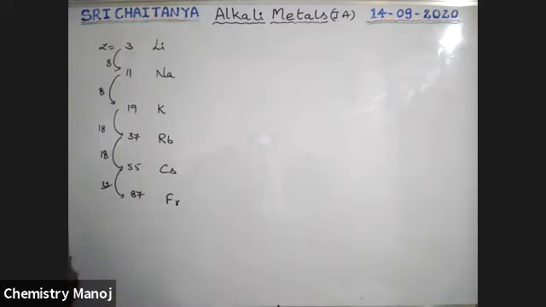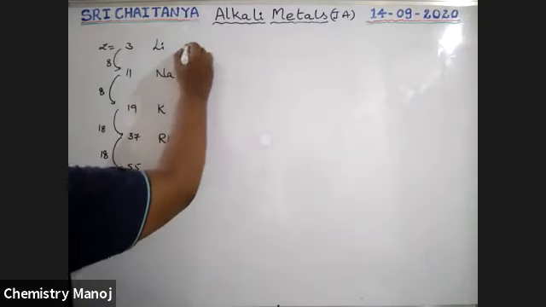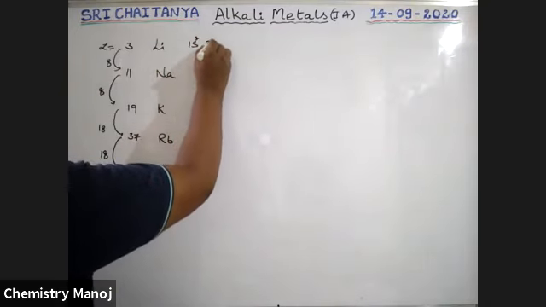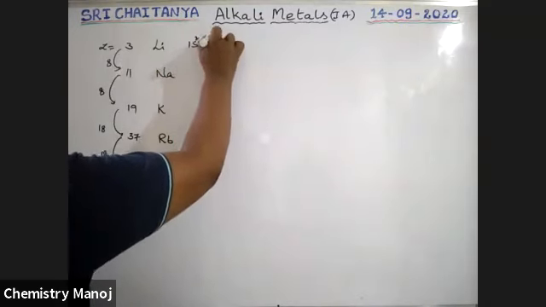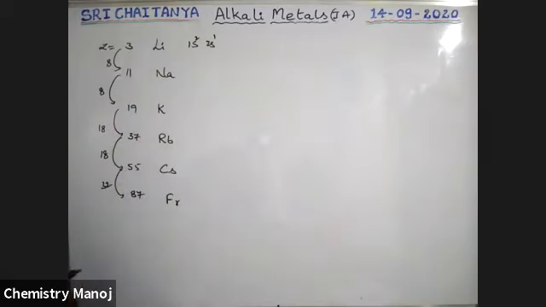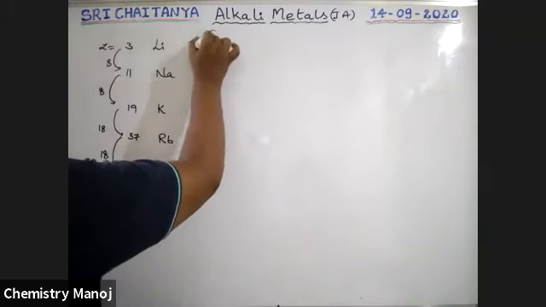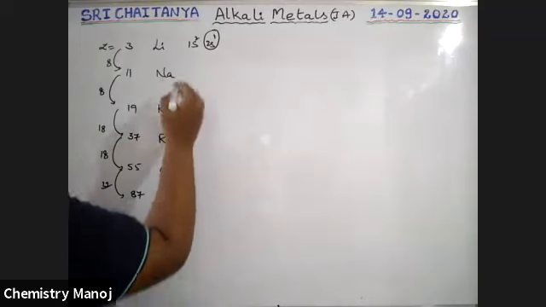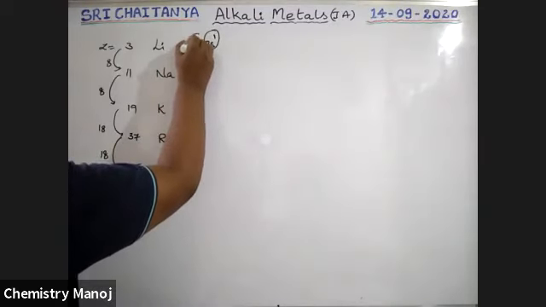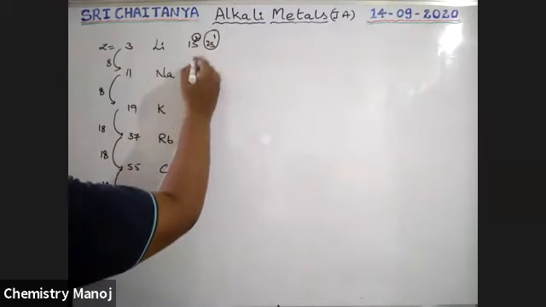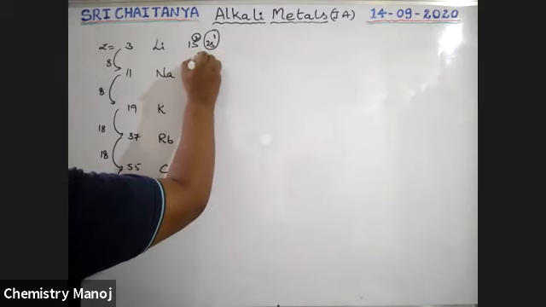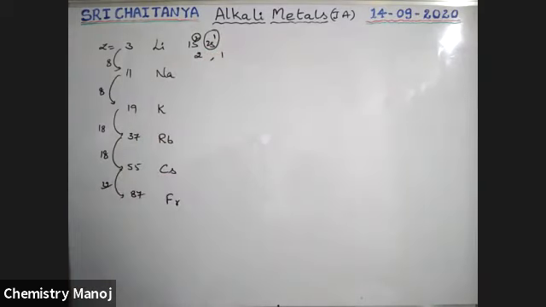Now, what are the electronic configurations of these elements? Atomic number 3 means 1s2, 2s1 is the electronic configuration of lithium. So the outermost orbit contains 2s1. For simplicity, I am writing that the first orbit contains 2 electrons, the second orbit contains 1 electron. That is why I am writing this as 2, 1.